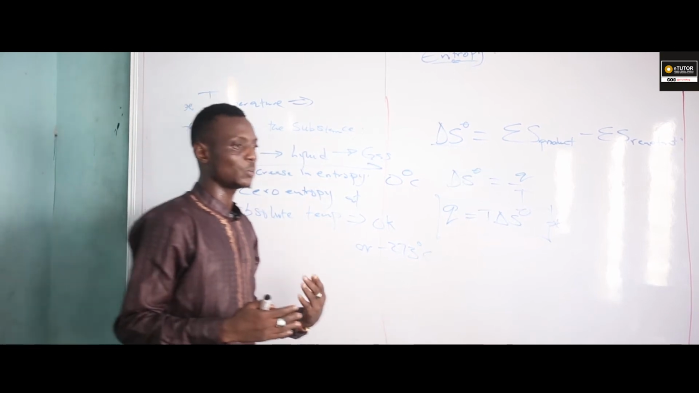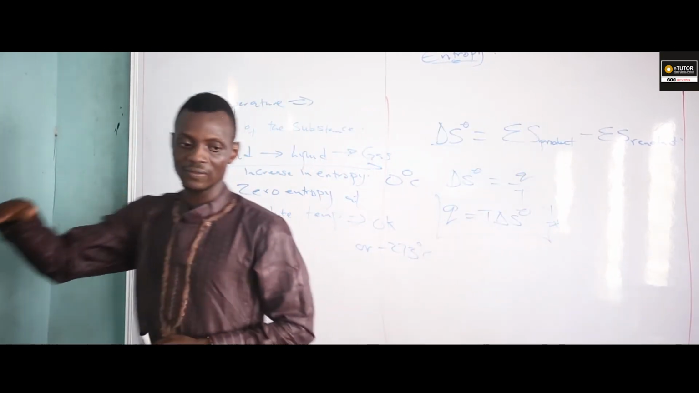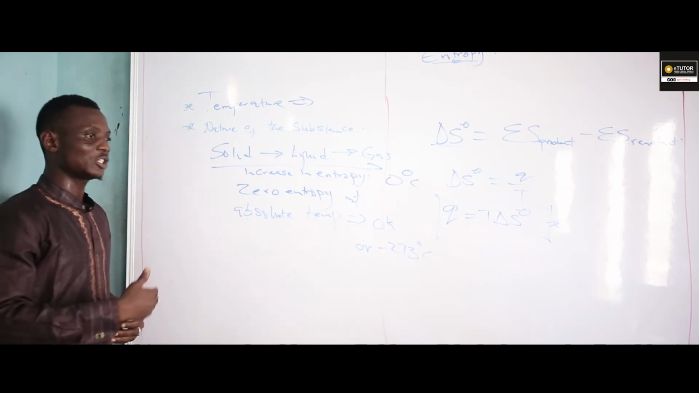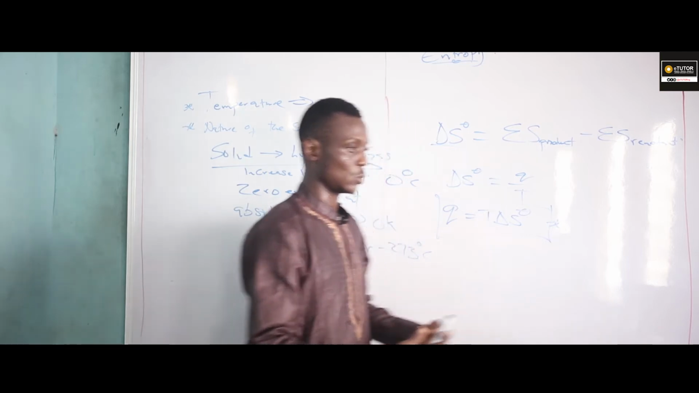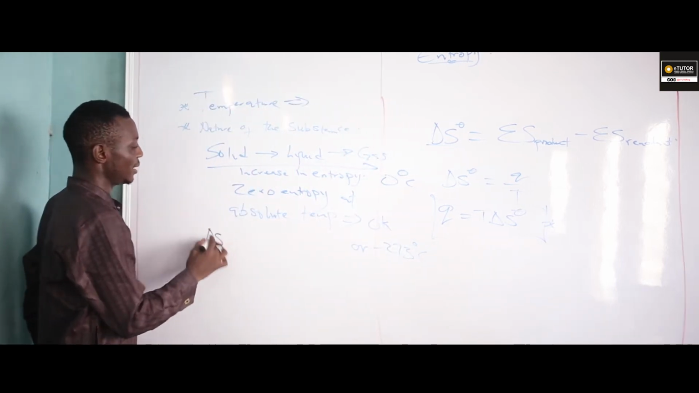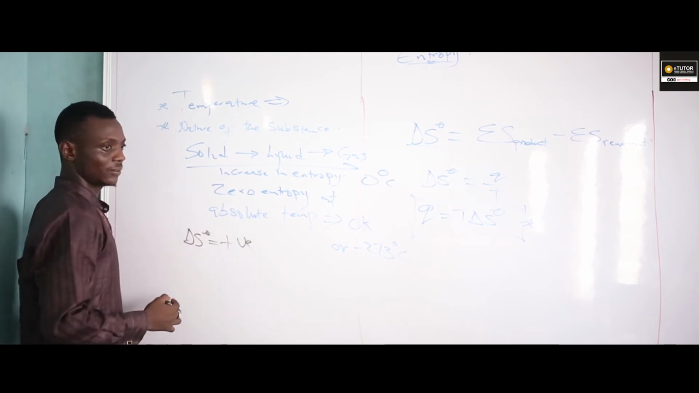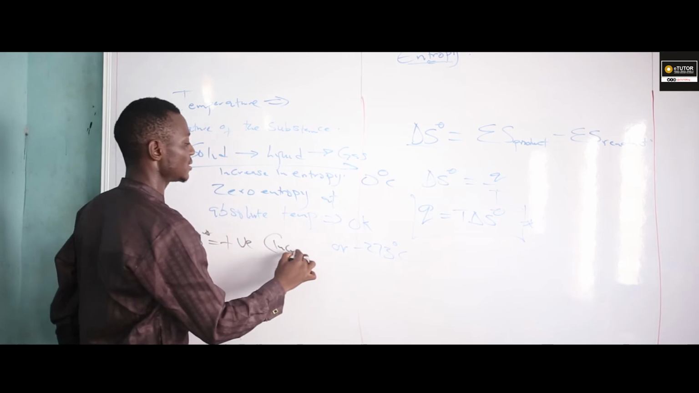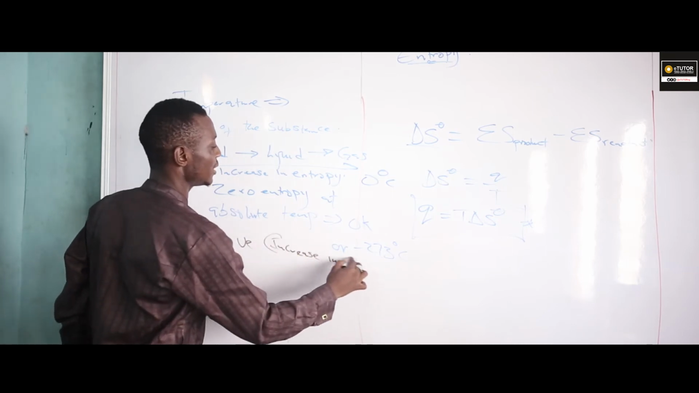We have so many examples which we can use. That means the flowing of a river, the conversion of liquid water to gaseous water, and so on. Now, if our delta S is given as positive, that means there is an increase in entropy of that system.